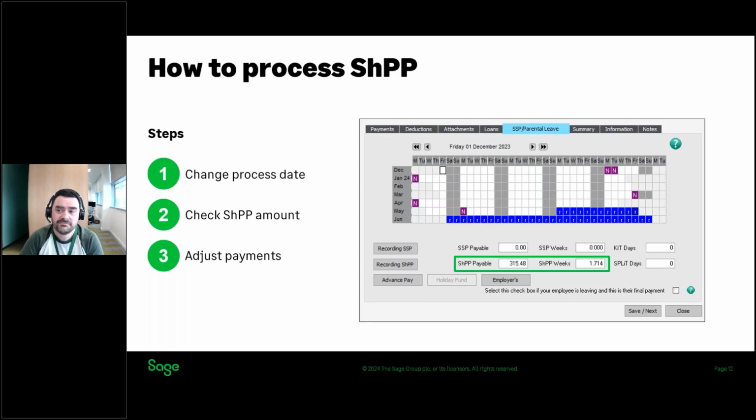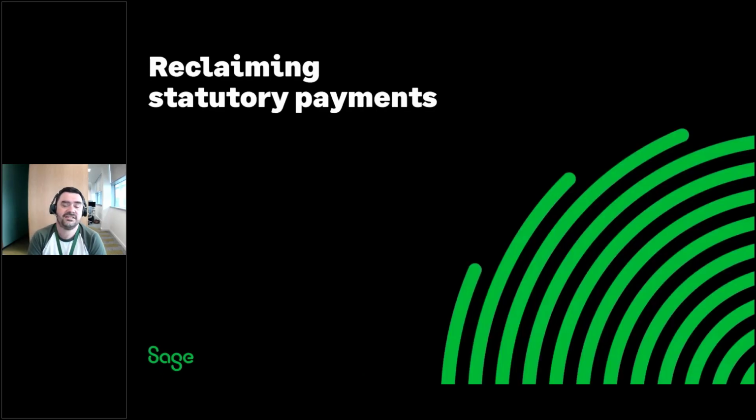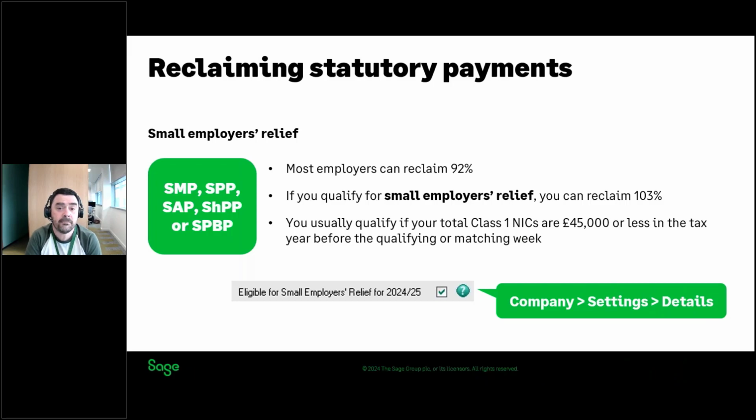So we're just going to finish with reclaiming statutory payments. Now, this works in the same way as any other statutory parental payment. So most employers would be allowed to reclaim 92% of the amount of statutory pay that they paid out. But if you happen to qualify for small employers relief, you do get 100% of the parental payment plus an additional 3% NI compensation. So small employers would get 103% reclaimed in total.